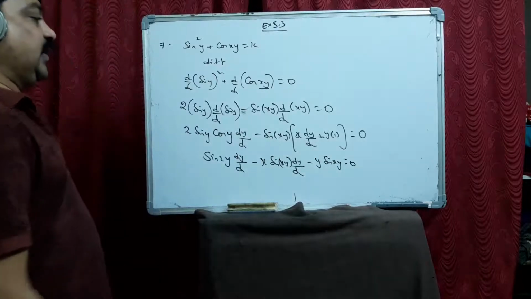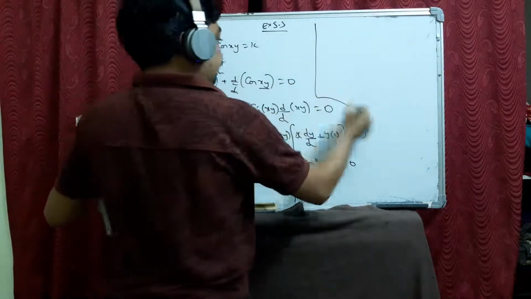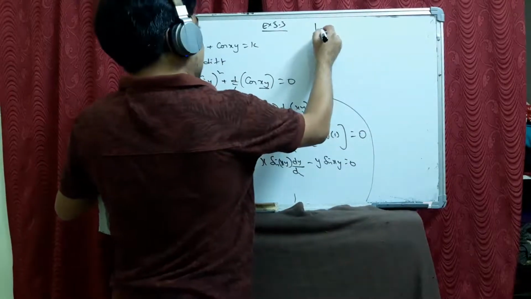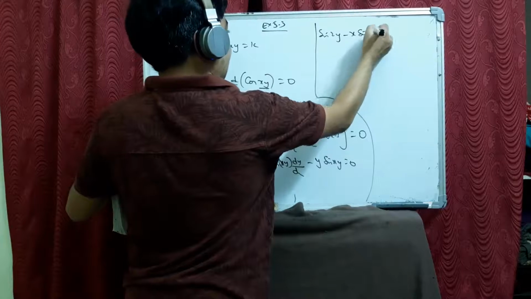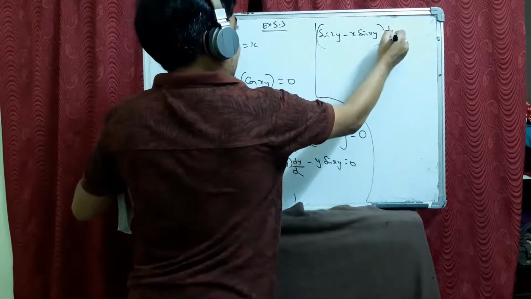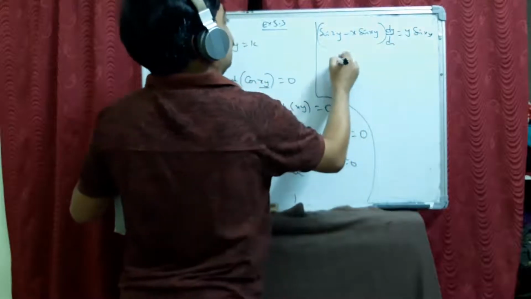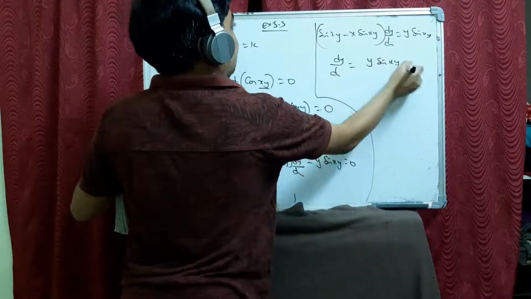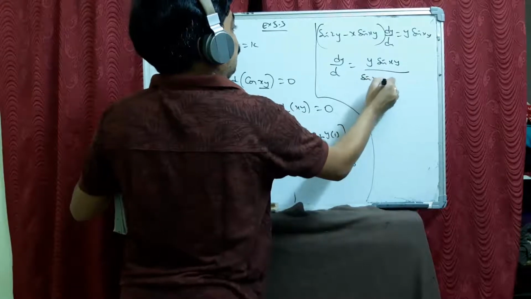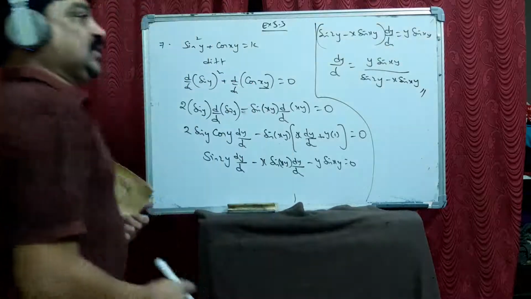Keep the dy by dx terms to the left side so that you will have sin 2y minus x into sin xy, times dy by dx, is equal to y into sin xy. So dy by dx becomes y into sin xy by sin 2y minus x into sin xy. The thing.